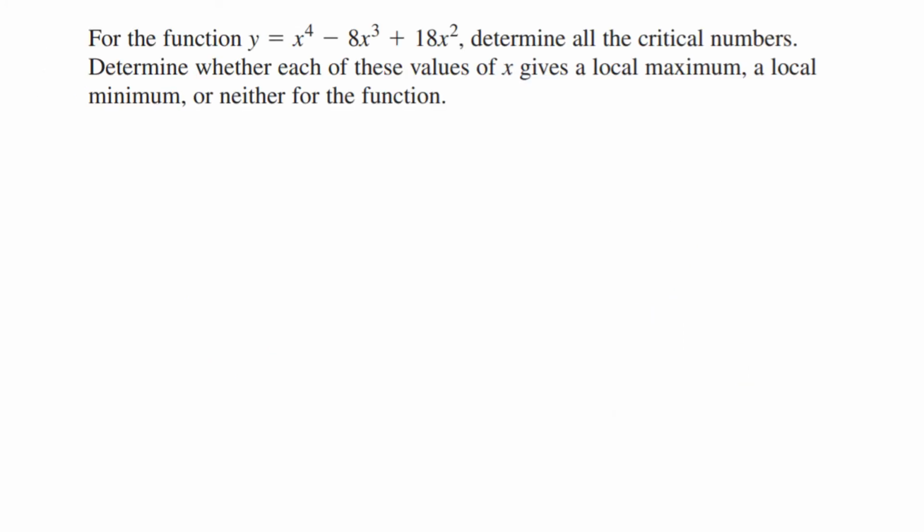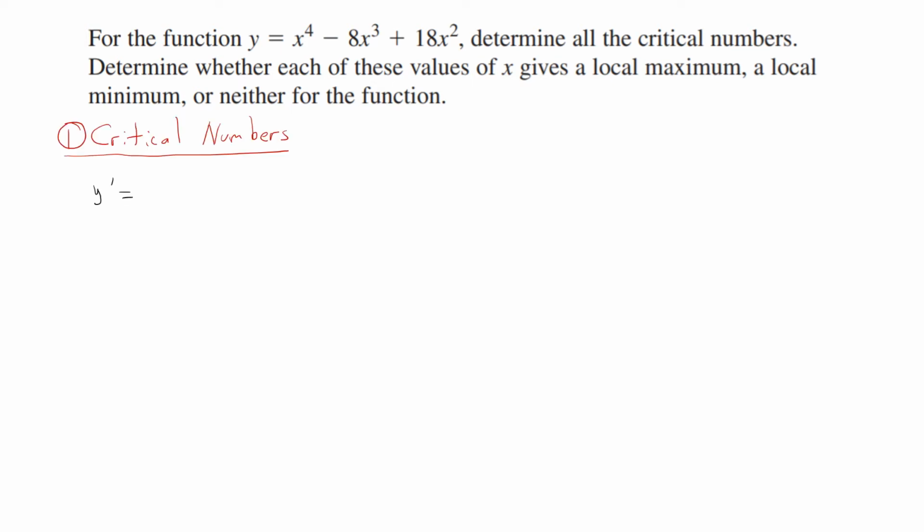So let's start with a problem. For the function y equals x to the power of 4 minus 8x cubed plus 18x squared, determine all the critical numbers. Determine whether each of these values of x gives a local maximum, a local minimum, or neither for the function. What's different from the previous questions we did is that I don't have a graph or anything else given to me. It's only the function. In these cases, I can apply the first derivative test: take the derivative of the function and set it equal to 0 to find the critical numbers.